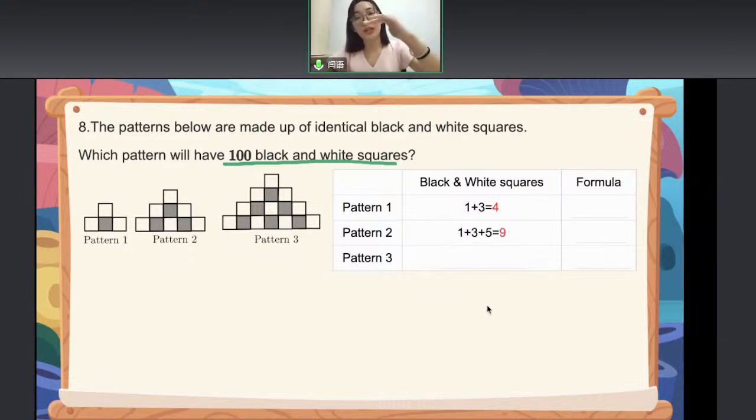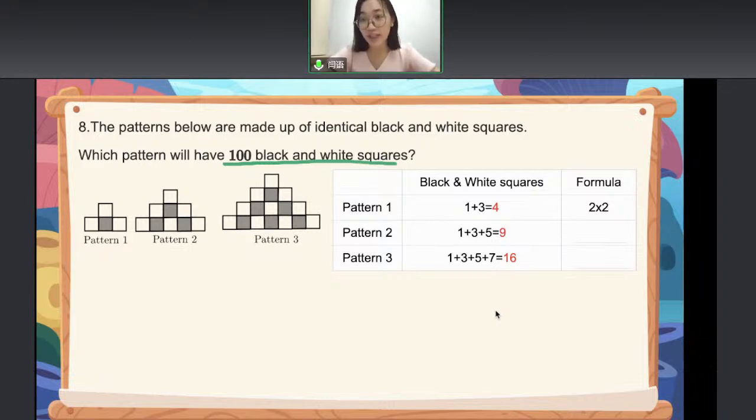Yes. 1 plus 3 plus 5 equals to? Yes, equals to 9. And move on, what about the pattern 3? Okay, we have 1 plus 3 plus 5 plus 7 equals to 16. Okay, question. What can you find for the numbers 4, 9, 16? Actually, such numbers are very special. What can you find? Yes, all of them are square numbers, right? Okay, so how can we get 4? Actually, that is 2 times 2 equals to 4.